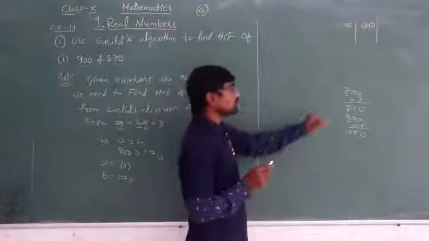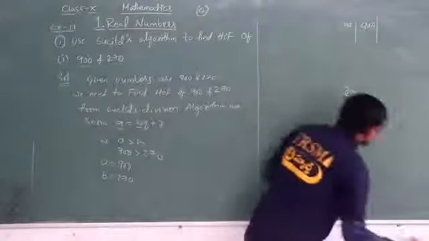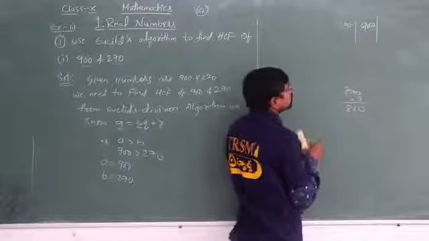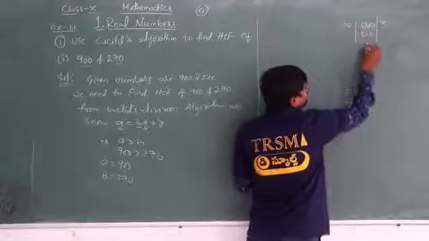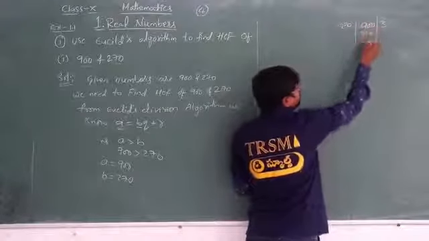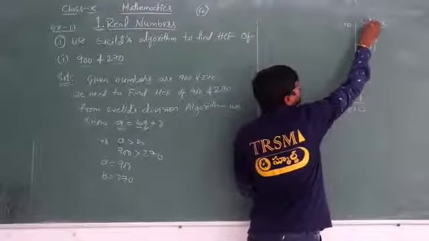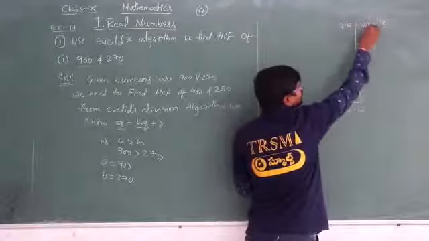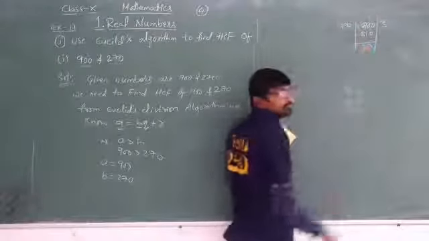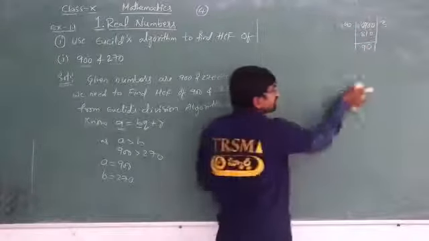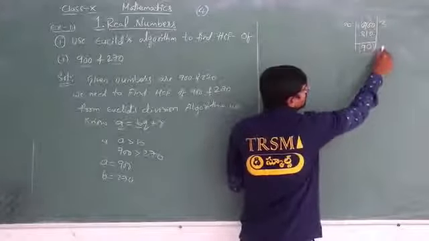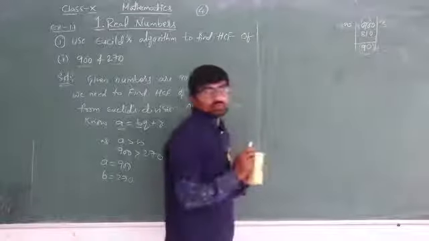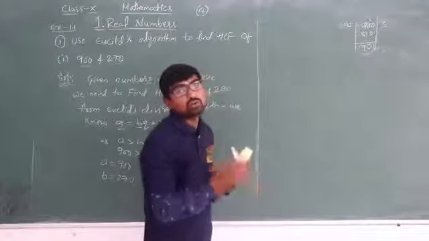So here I have to take this one, 810. Here 270 threes are 810. Here I am taking 1 borrow. Here 8 is remaining. 10 minus 1 is 9. Okay. So as the remainder is not 0, it is not equal to 0. So again we have to follow the next step.